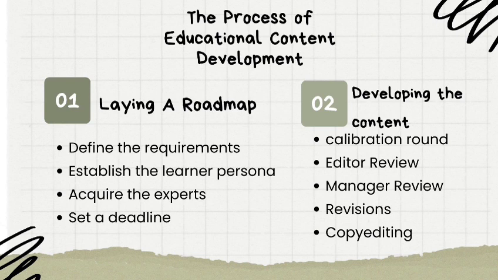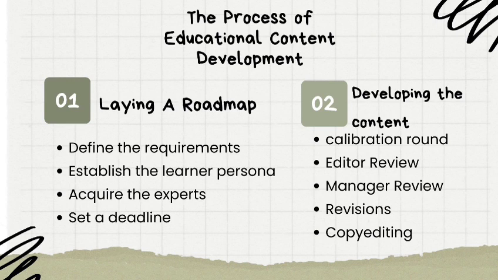The first one is calibration round. This step ensures that the content you are about to develop will meet the end user's needs. Next is editor review. One of the biggest challenges in educational content development is meeting guidelines. That is why you should use a development editor who can review the content.